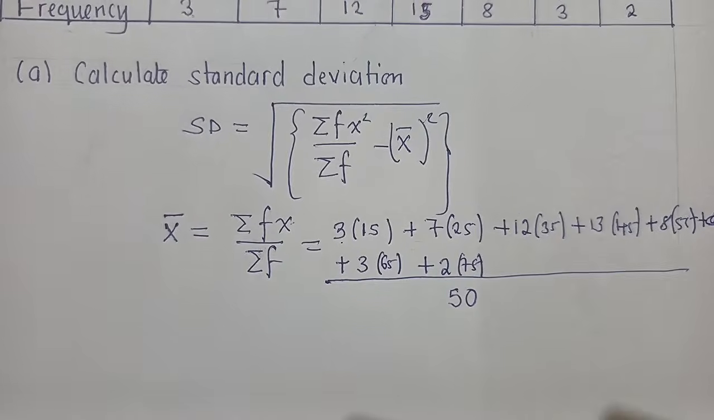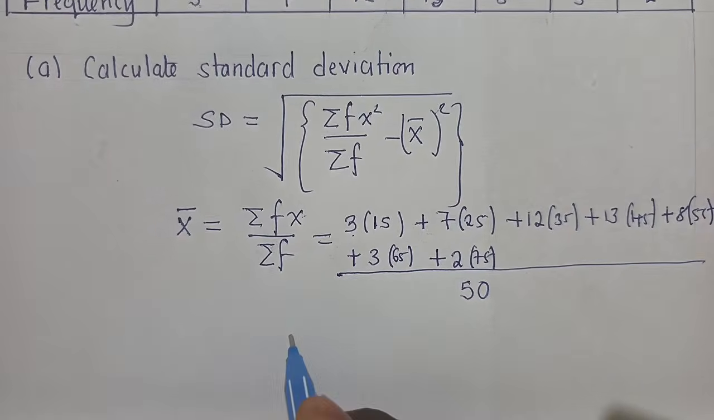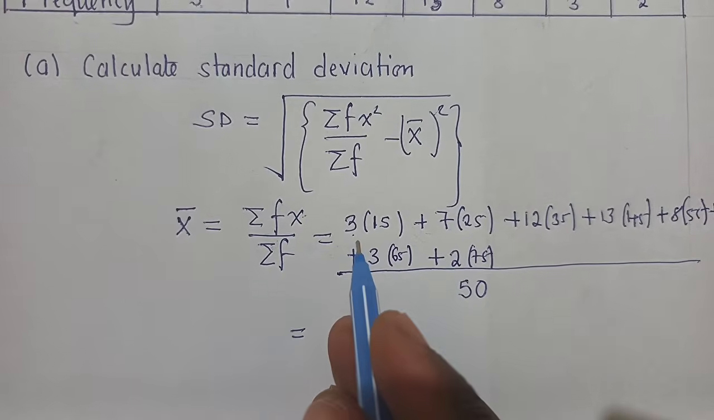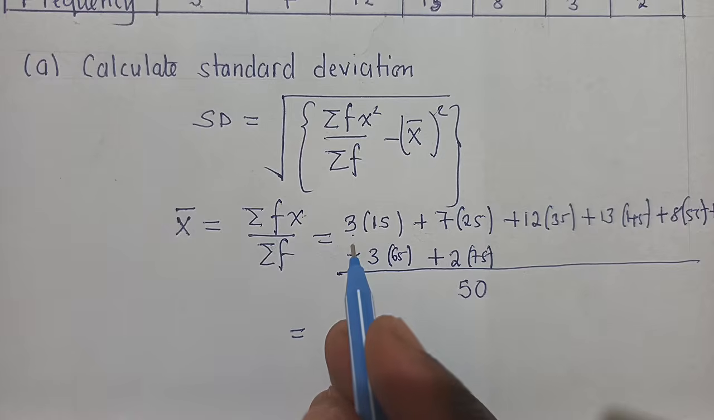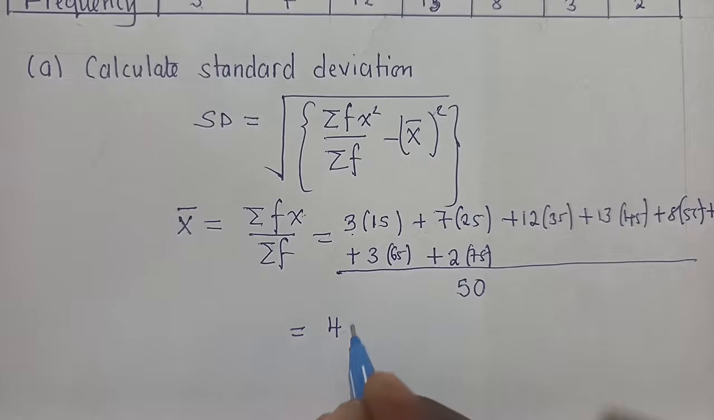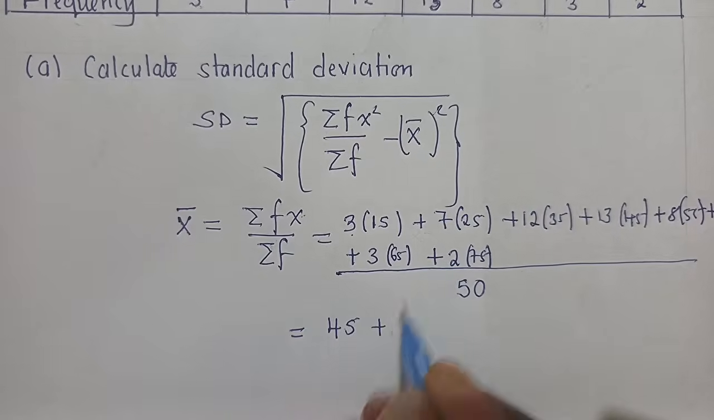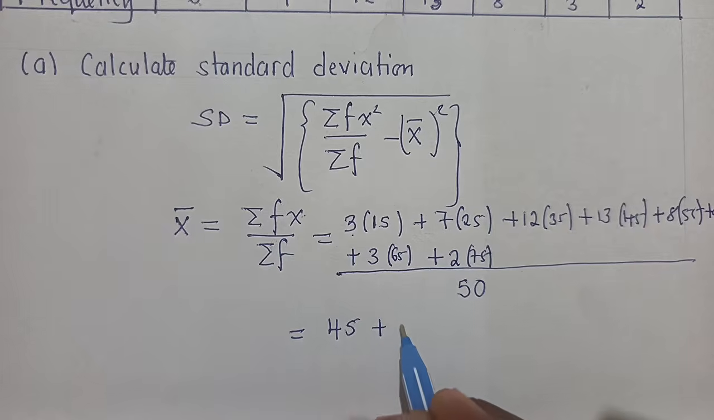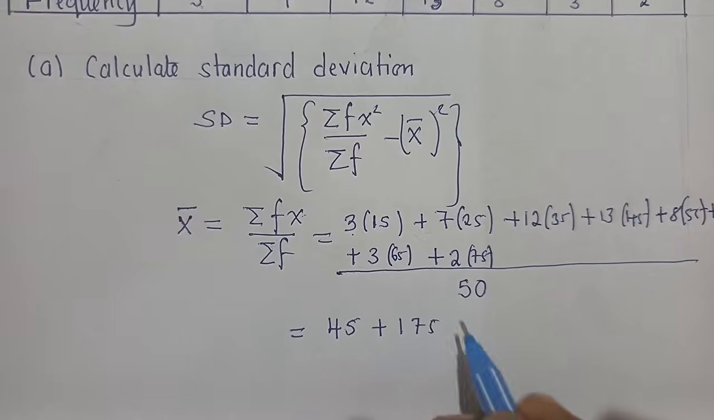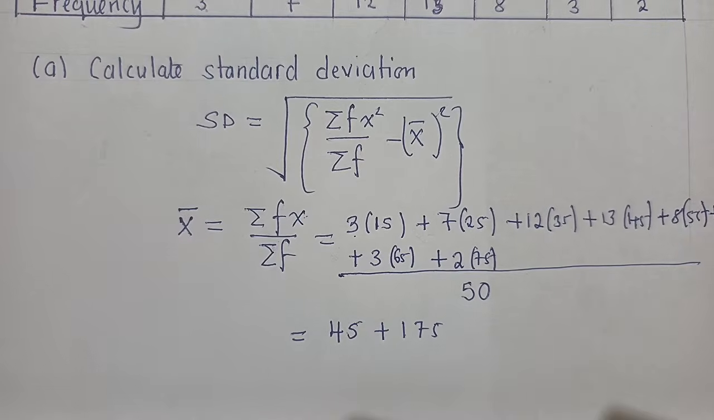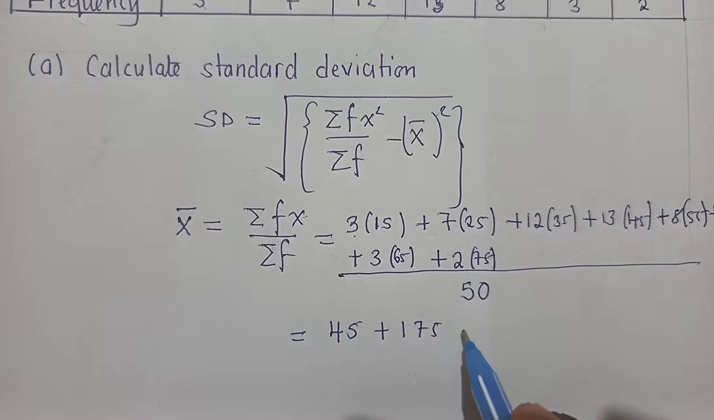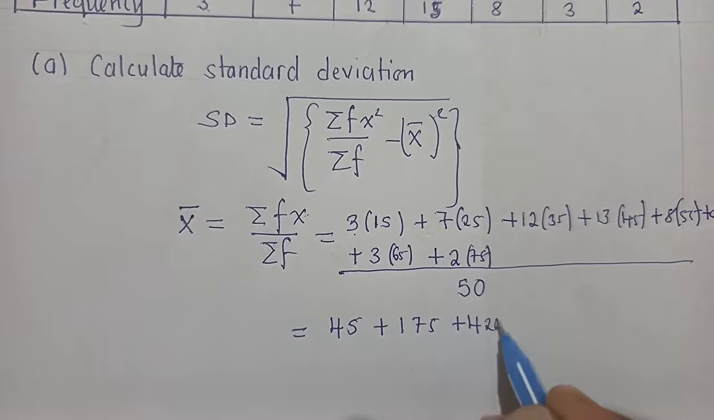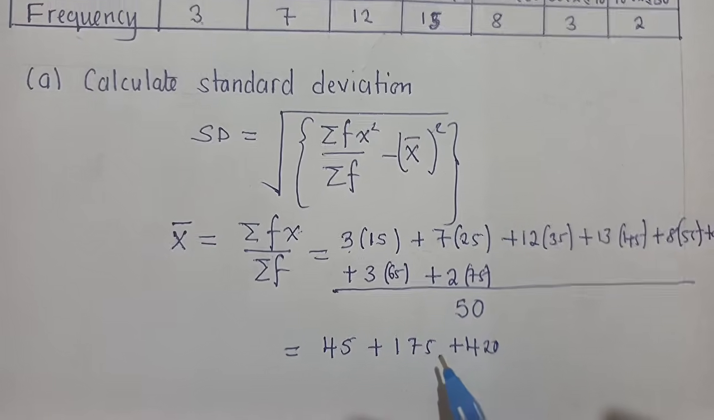To show our work nicely, we can say 3 times 15, it's giving us 45. We don't want to make a mistake, so we take it step by step. 7 times 25, it's giving us 175. I hope this is what you're getting also. 12 times 35, we're getting 420.